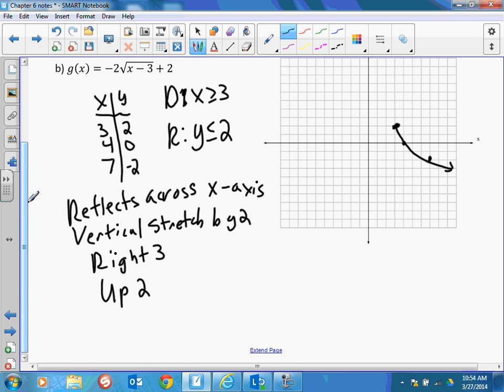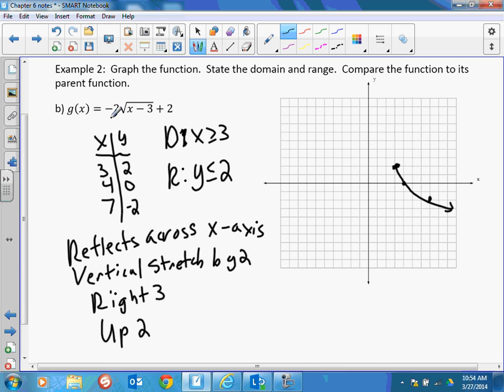So that's a lot of comparing, okay? The negative reflects it, the 2 vertically stretches, the x minus 3 underneath the radical moves it right 3, and the plus 2 moves it up 2. That's all the transformations from the parent function.